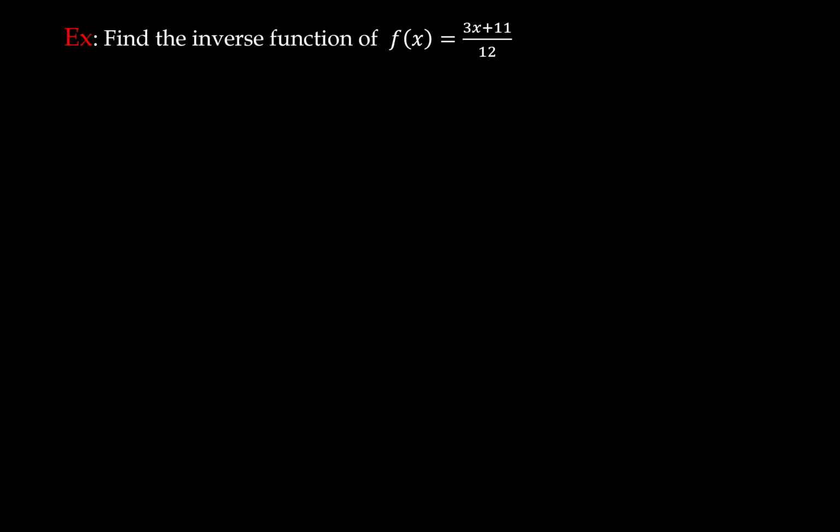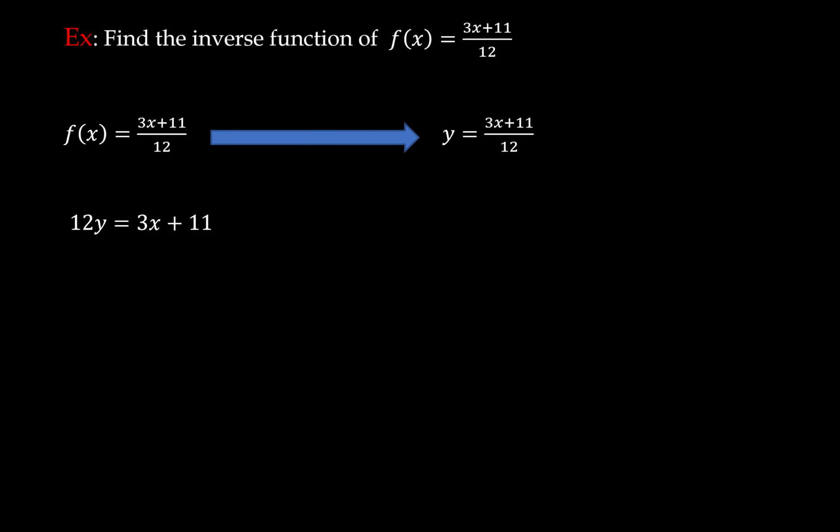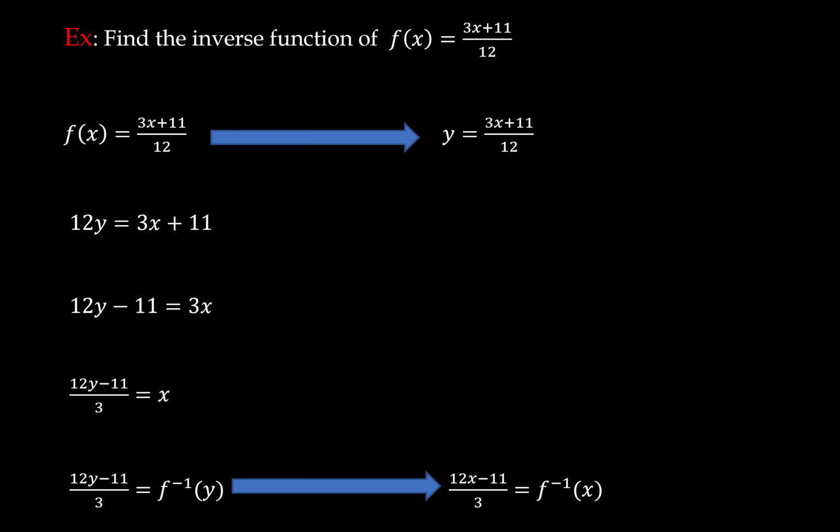Let's try another one. I undo division by multiplying both sides by 12. I undo addition by subtracting by 11. I undo multiplication by dividing both sides by 3. We then have a function in terms of y, that is our inverse function. Of course, the textbook may write the function in terms of x.